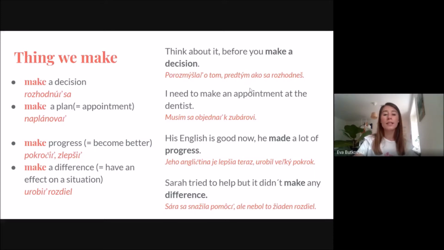Or make progress, to become better or to move forward. His English is good now. He made a lot of progress.